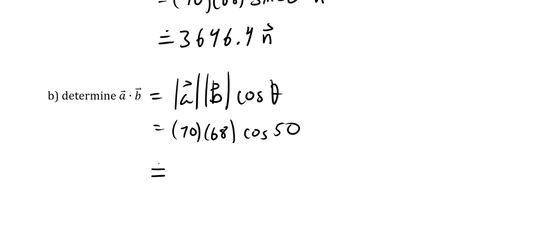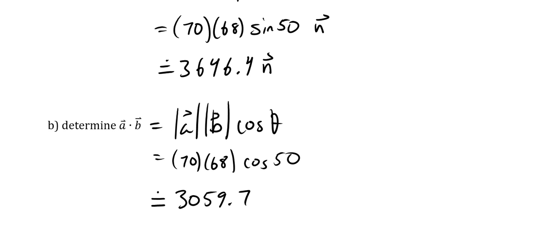And this one works out to about 3,059.7. So if you think about it, both of them have magnitude times magnitude. Those are the same magnitudes. And sine and cosine are the same at 45. So they would have sort of equal magnitudes at 45. And if you think about everything else we've talked about, cross product and dot product, that kind of makes sense. And 50 is close, so those answers are close, but they certainly wouldn't always be close. Sometimes they would be very different.